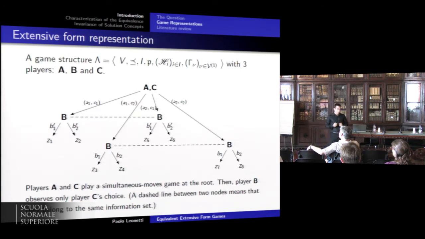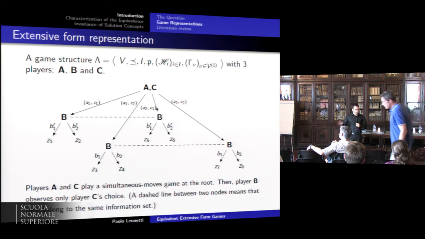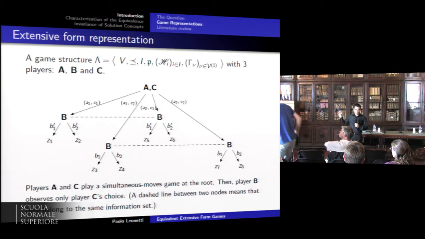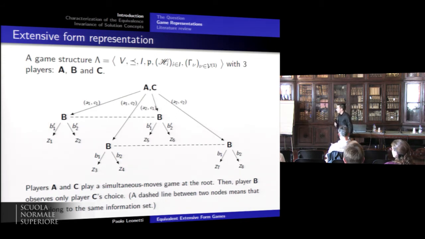Also, the game structure is common knowledge between the players. It means that each player knows that the structure of the game is that one, and each player knows that each player knows that this one is the game structure, and third, each player knows that each player knows that each player, and so on. There are various ways to represent game structures.